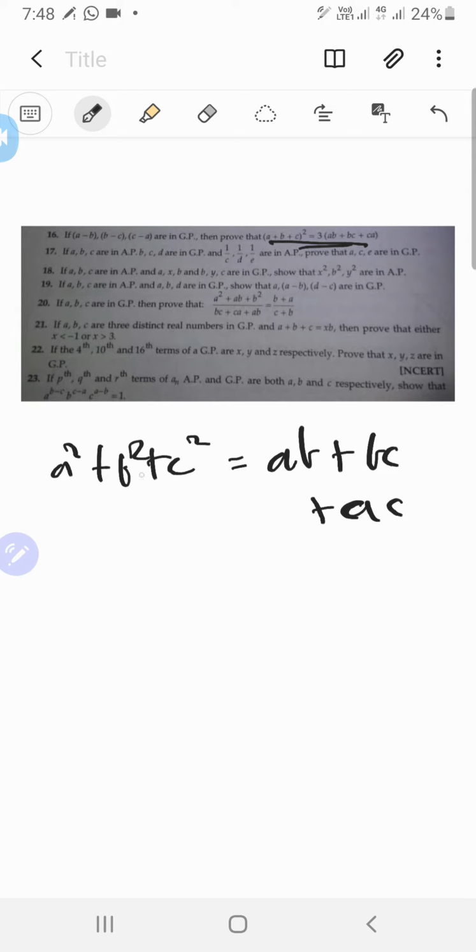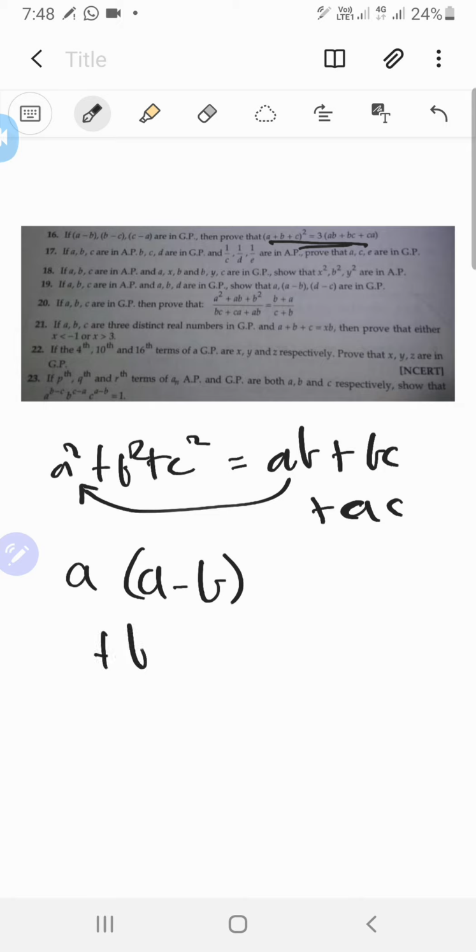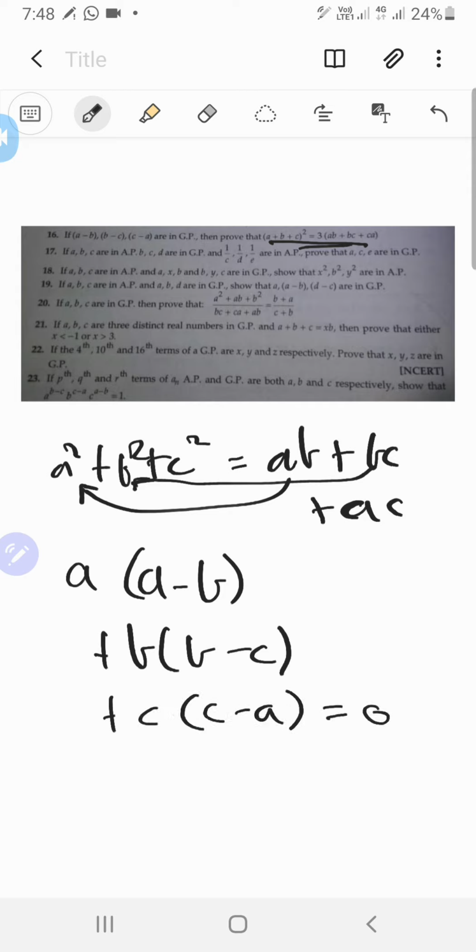So if A minus B, B minus C, and C minus A are in a GP, then what we can do is that we can factor out this. Yeah, that will work. So A into A minus B, just move this over here, plus B into B minus C, move it over there, plus C into C minus A is equal to 0. Okay, cool. We are given that A minus B, B minus C, and C minus A are in a GP.